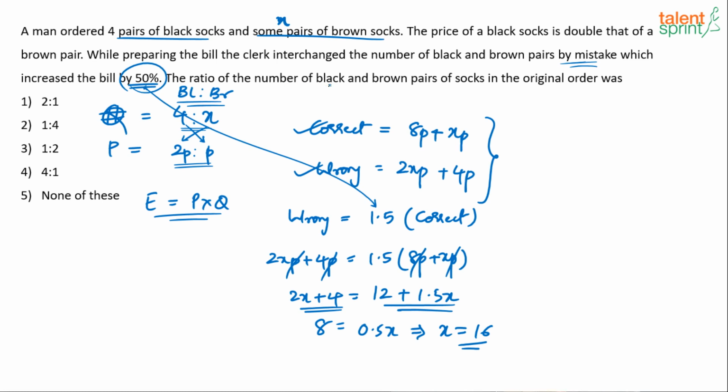He says the ratio of the number of black and brown pairs in the original order. Original order, what is the ratio? 4 is to X will become 4 is to 16. 4 is to 16 is what? 1 is to 4. Option 2 will be the answer. Option 2 is going to be the answer. I hope all of you have followed this.